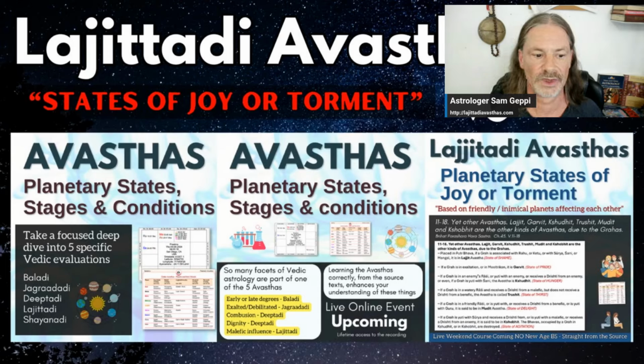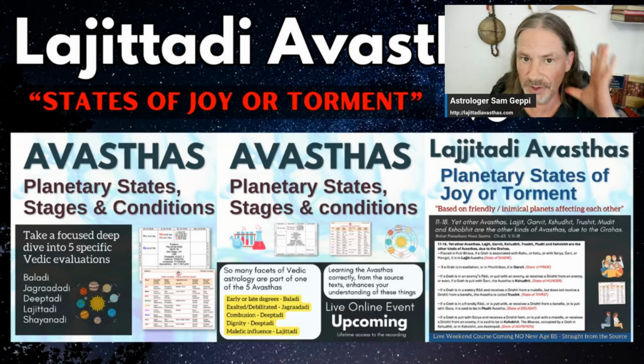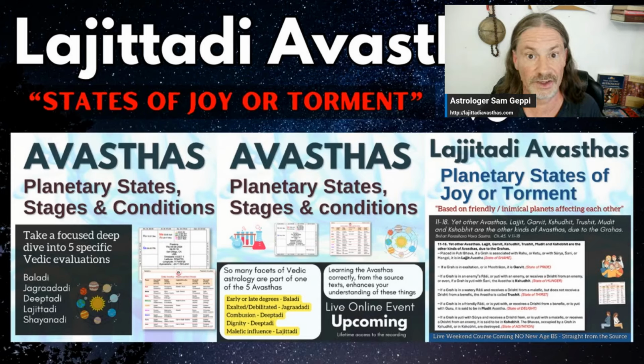But then, for example, exalted and debilitated planets are part of the Jagrad Adi Avastha. Combustion, that's one of the Deeptadi Avasthas. Planetary dignity is also very much included in the Deeptadi Avasthas. And also, as it says here, malefic influence, that's part of the Lajittadi Avasthas, but also benefic influence. And you're going to see how the Lajittadi Avasthas are quite different than the other ones, because they have a specialized application. And this is why I'm going to be teaching on the Lajittadi Avasthas first. They're sort of an outlier in that context because not all planets have a Lajittadi Avastha, whereas all planets are in a Baladi Avastha. And I'll show you that in a second.